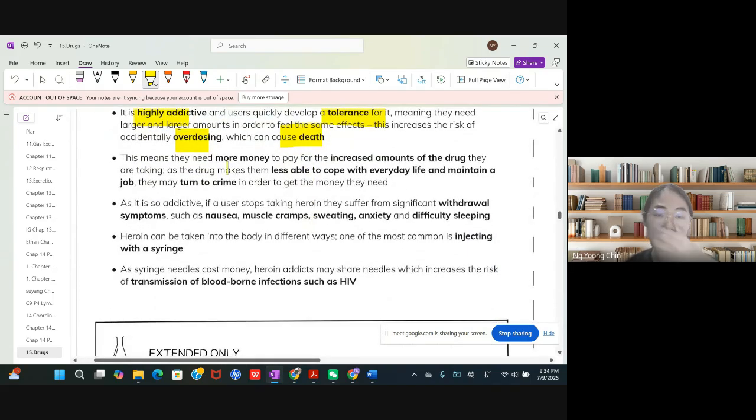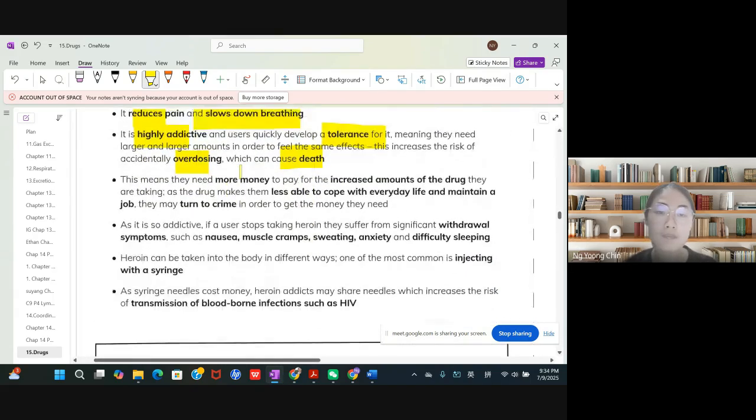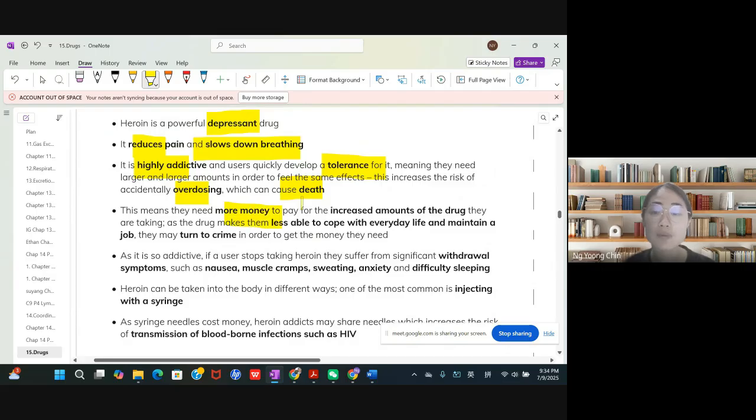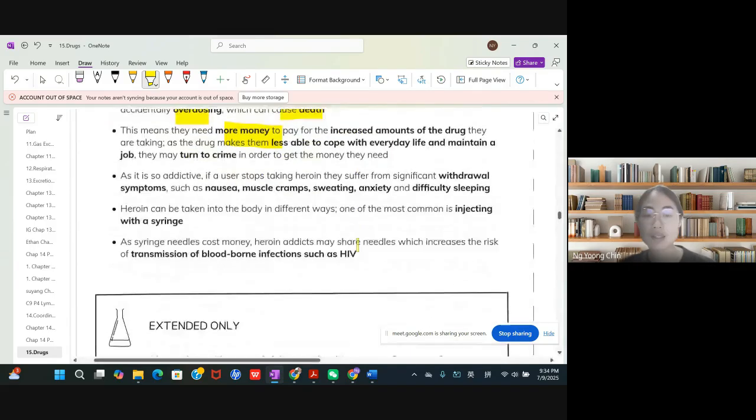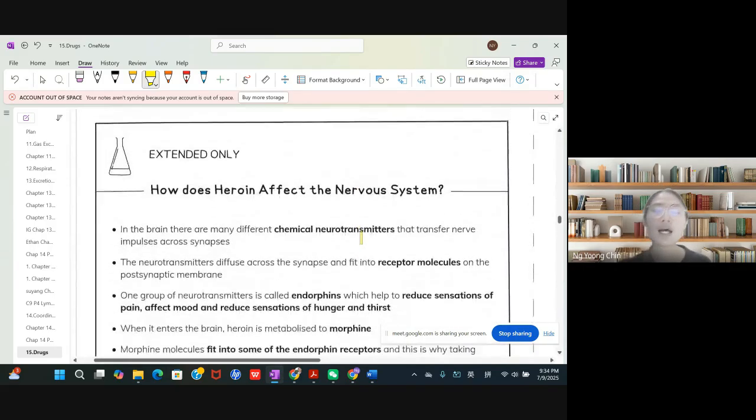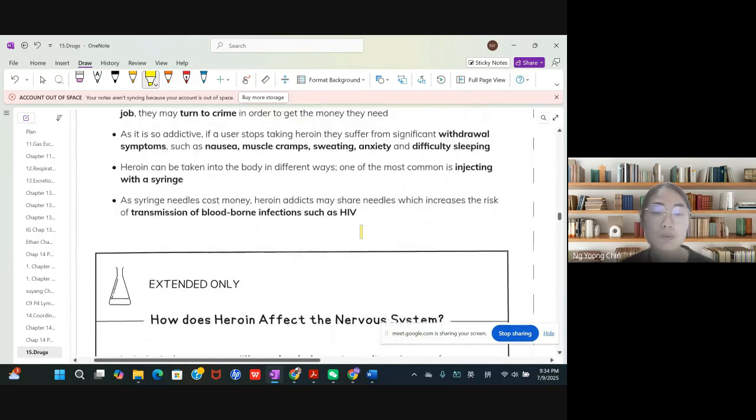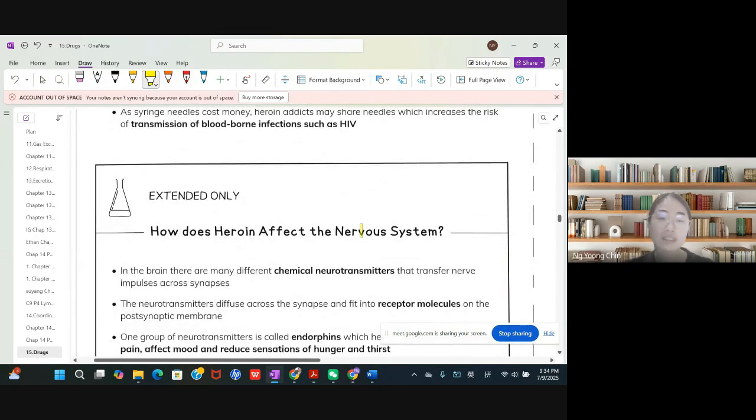So this means that people need to pay more for the heroin. It will make them less able to cope with everyday life and maintain a job. Okay, something like that. So this is the effect. But I want to tell you how heroin is able to affect our nervous system: it will affect the neurotransmitter.